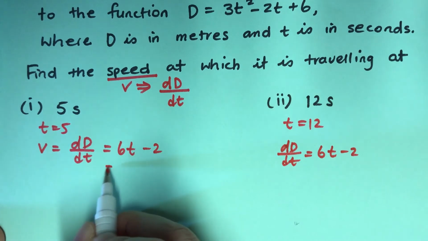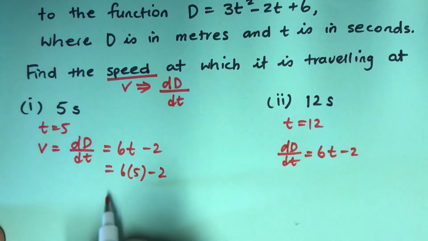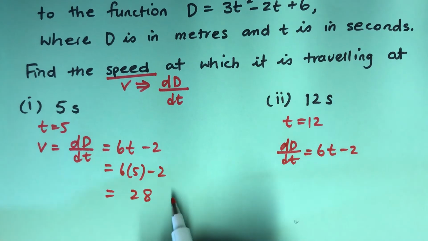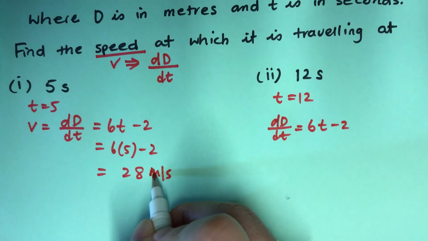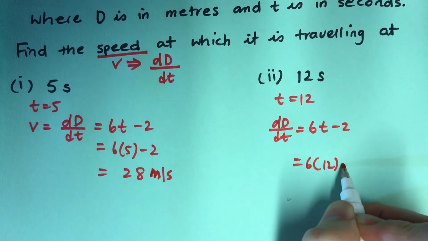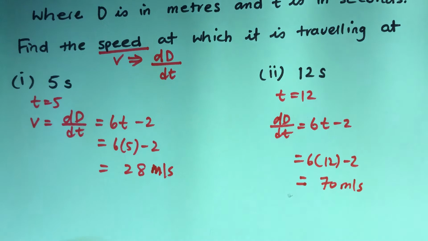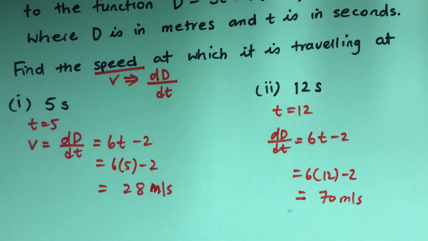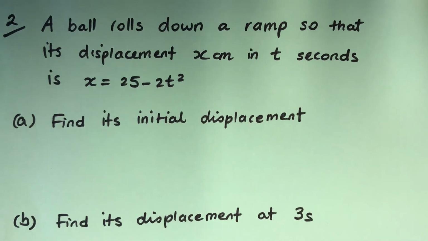And when t equals 5, meter per second. So don't forget, and that one is 6 times 12 minus 2, we get 70 meter per second. Okay, so that's not too bad. That was easy. Okay, so second question.